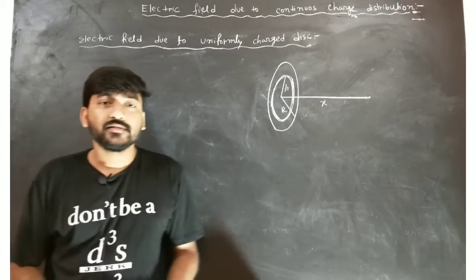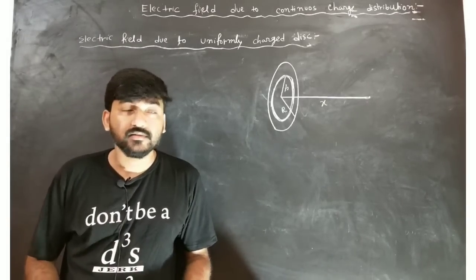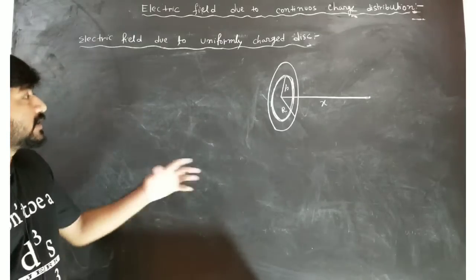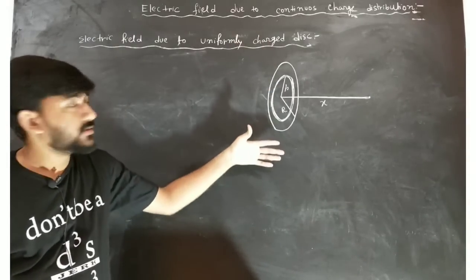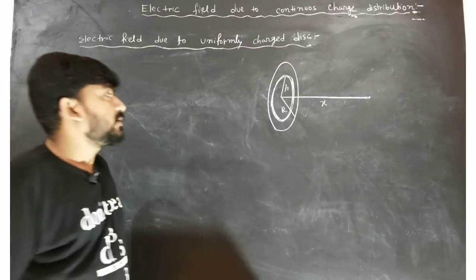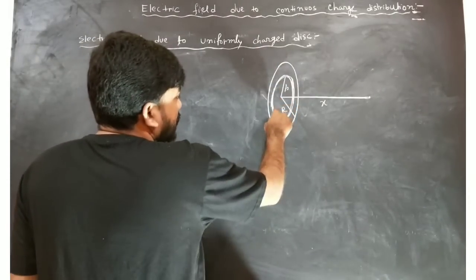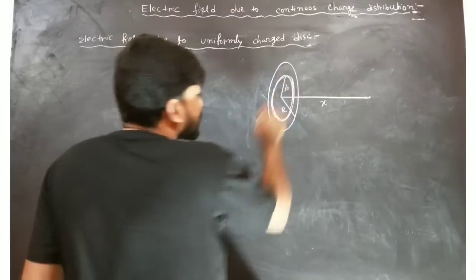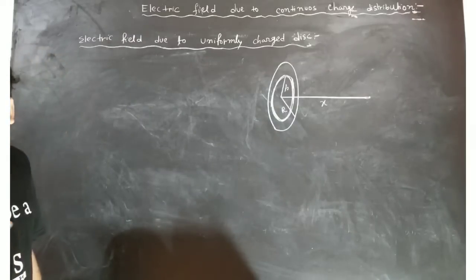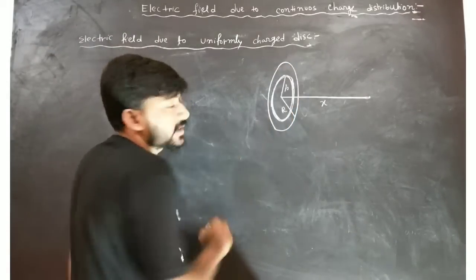So dear students, now let me discuss the electric field due to a uniformly charged disk. Instead of a ring, now let me take a disk. For the disk, the charge will be distributed throughout this area. Now to find the electric field due to the disk, we have to divide this disk into an infinite number of elemental rings of radius r and width dr.